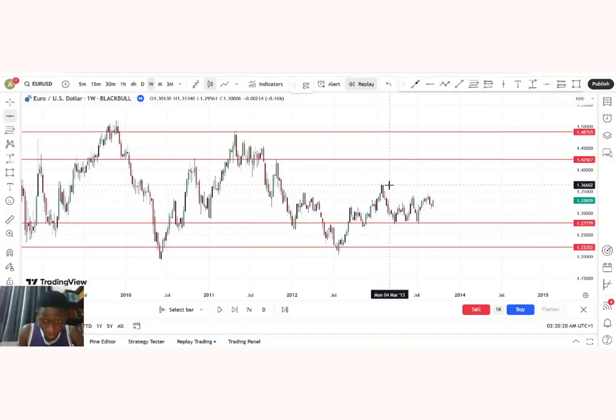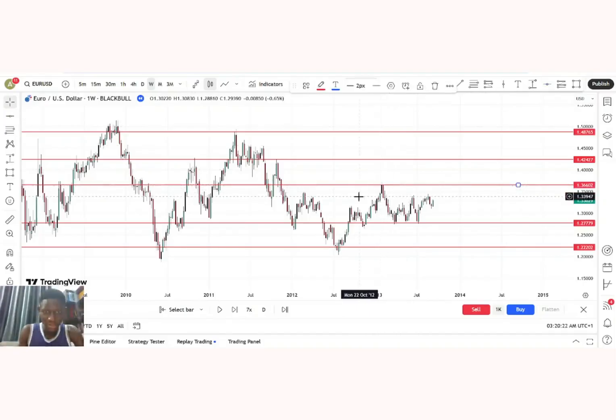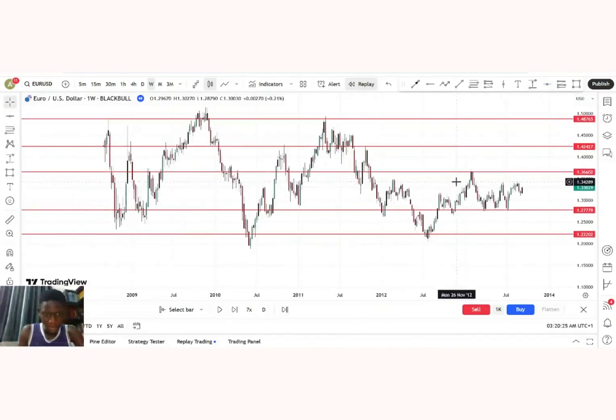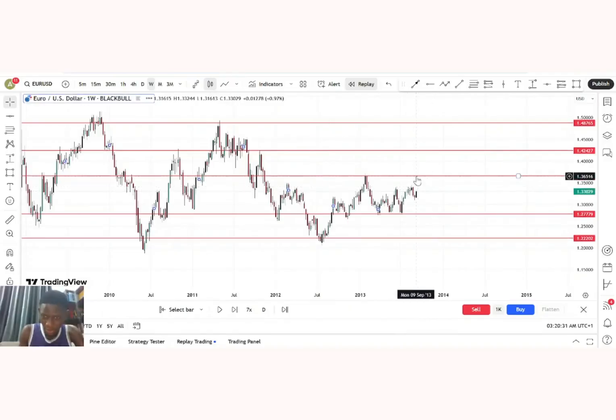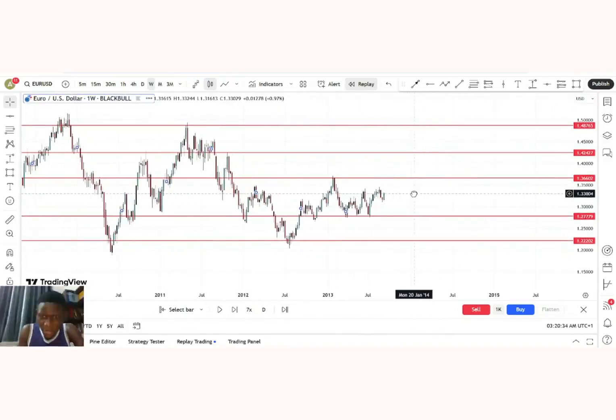So you can mark this because this was a reaction at this point. You know, in the past you can see reaction, and you can see some form of reaction. So that means maybe if price should get to this point, there will be a reaction. So now I've successfully marked out my levels, right?